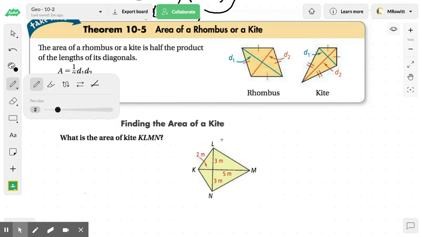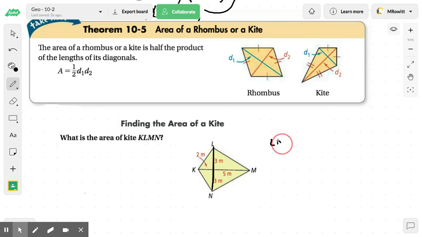I need to know the entire diagonal. So I need to know all of line LN. So a piece of it's 3, a piece of it's 3. That means all of LN is equal to 6 meters. And if I look at KM, all of KM, yes, I forgot the line on top. All of KM is going to be 2 plus 5, which is going to be 7 meters. Okay, so that's like the tiny extra step before.